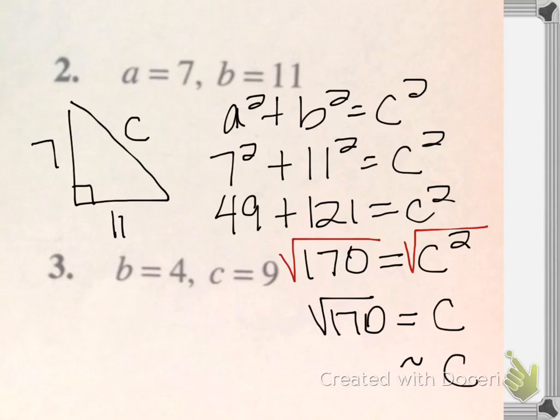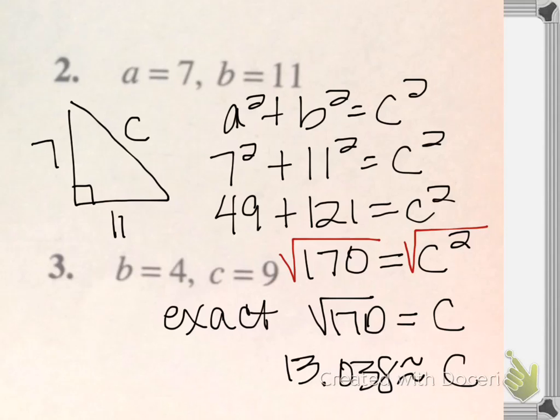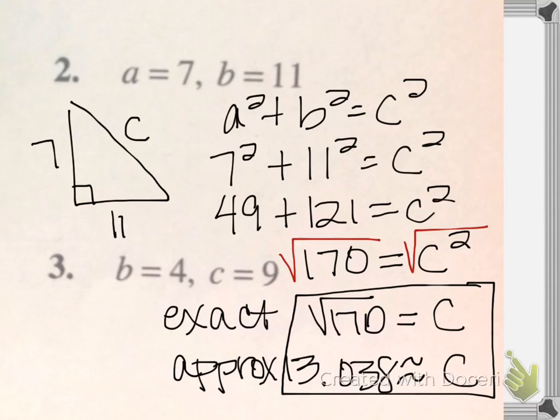The only other thing I could do is approximate the square root of 170 by putting it into my calculator. If I do that to 3 decimal places, I get 13.038. So this is my exact answer, and this is my approximate answer. Depending on what they want me to provide, and they may ask for both, these are my two forms of my answer: either the square root of 170 or approximately 13 units would be the length of c.